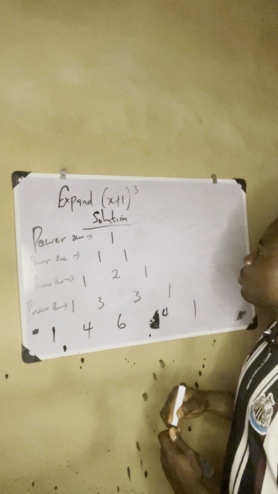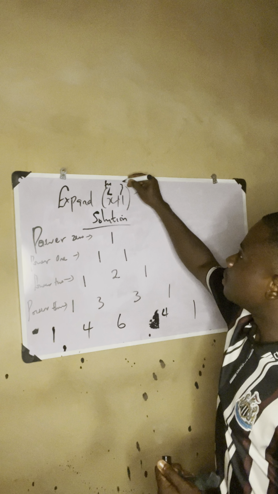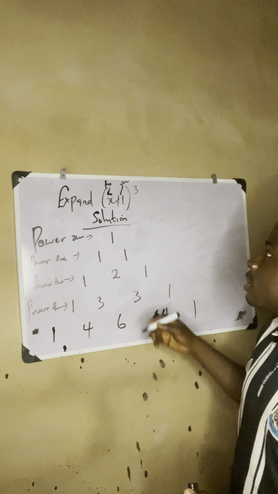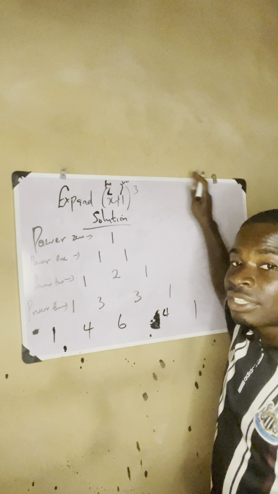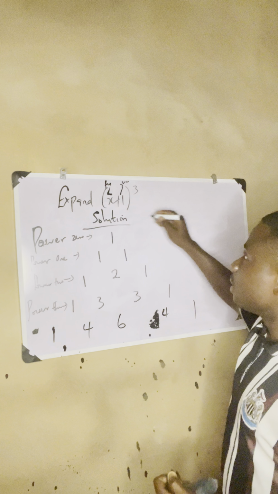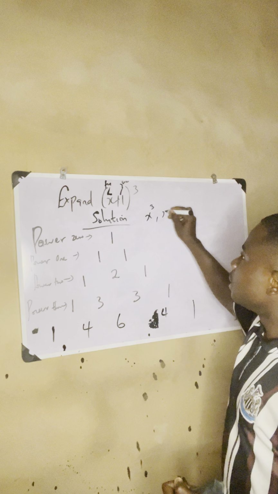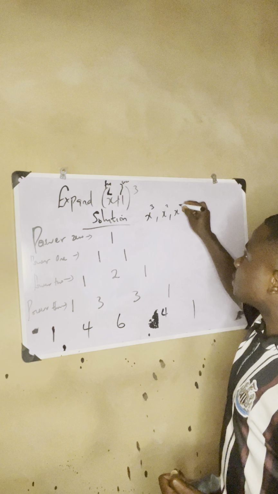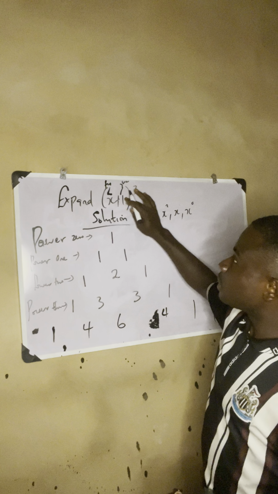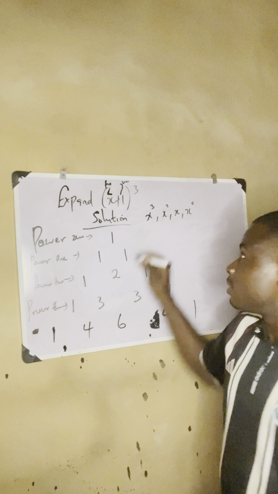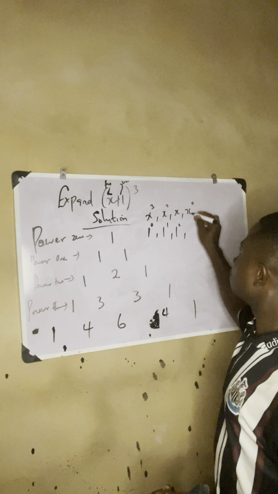So what I'm going to do now is, this one is my first term, and this one is my second term. I'm going to arrange the first term in descending order. That is, because the power is 3, x cubed, x squared, x raised to power 1, which is x, and x raised to power 0. That is for the first term. For the second term, it will now be in ascending order. So 1 raised to power 0, 1 raised to power 1, 1 raised to power 2, and 1 raised to power 3.